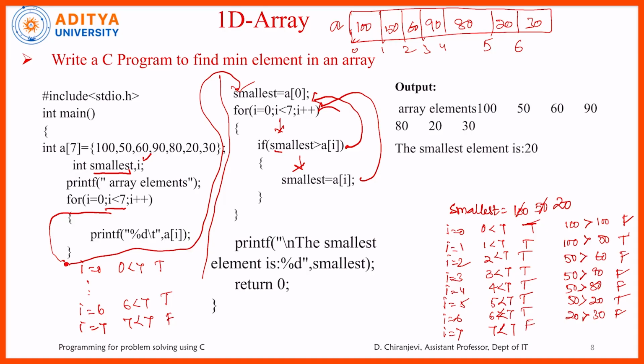Now if this is false, control will go outside of this loop. The loop is closed here, so outside the loop is here. When the condition is false, control will come directly outside. Now outside the loop, you are printing the smallest element with percent d. So the smallest element right now, updated, is 20, and we print that the smallest element is 20.